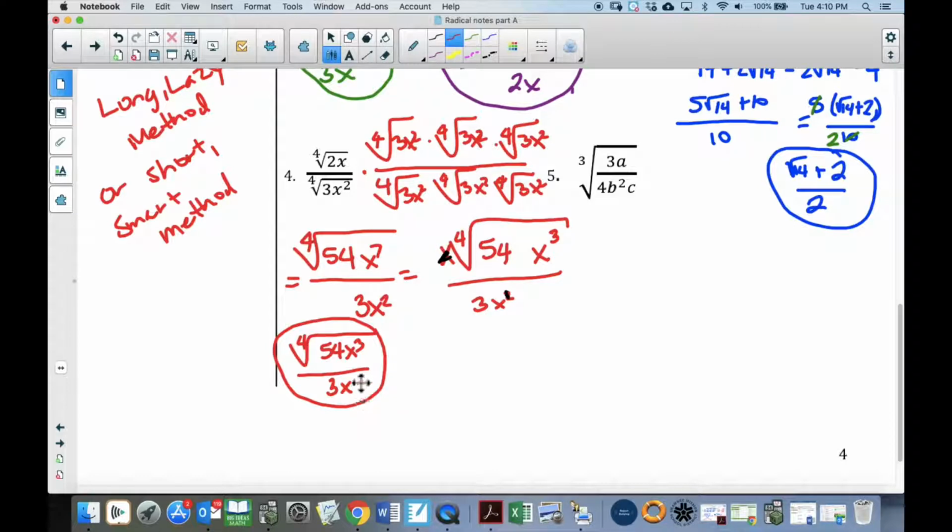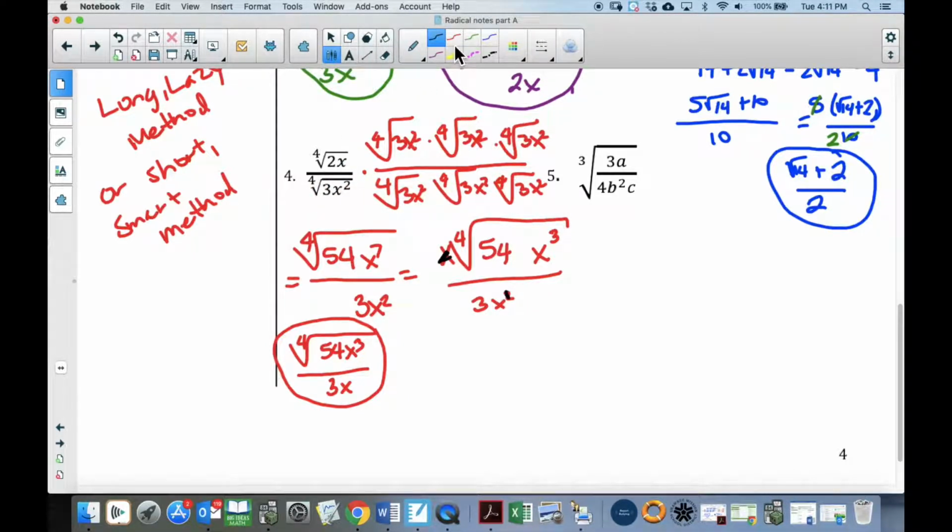Can that x cancel with one of those x's? No, because those are in the fourth root, and this one's not under a root. Okay, that was the long, lazy method. But do you see what we did? We just multiplied. We got 4 of them, and we decided to do 4 of them because it was a fourth root.